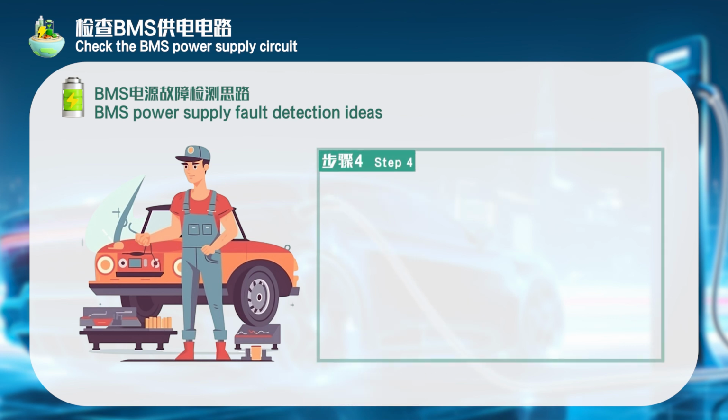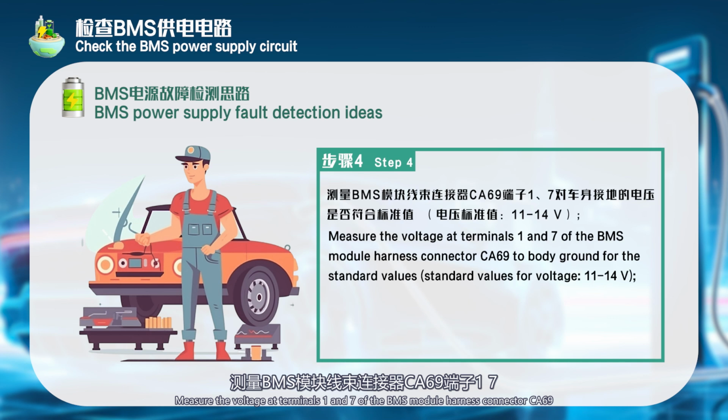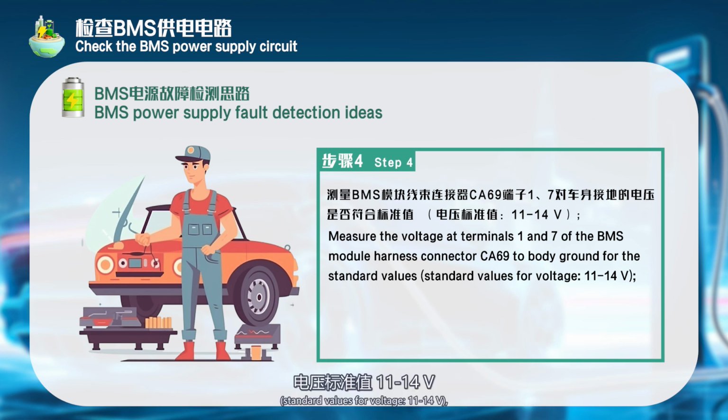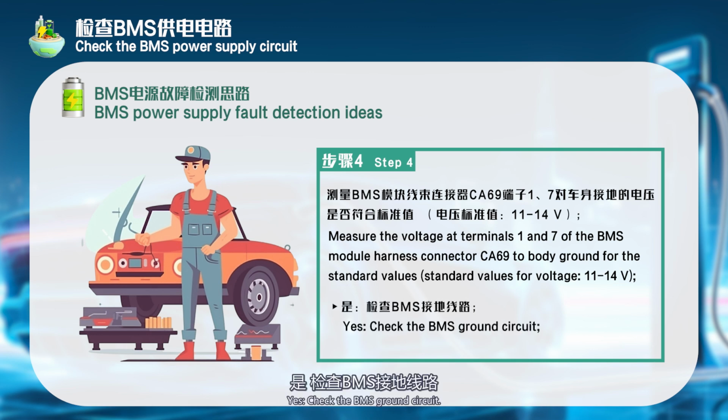Step 5. Measure the voltage at terminals 1 and 7 of the BMS module harness connector CA69 to body ground for the standard values. Standard values for voltage: 11-14 volts. Yes: check the BMS ground circuit. No: replace or repair wiring harness.